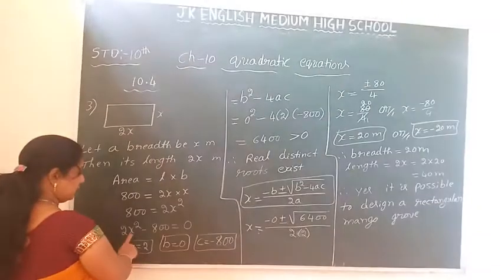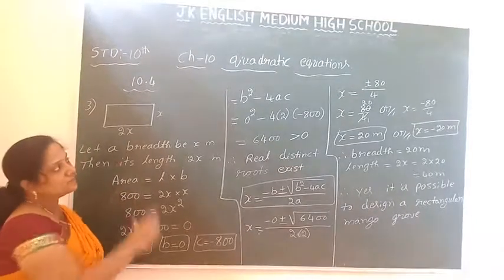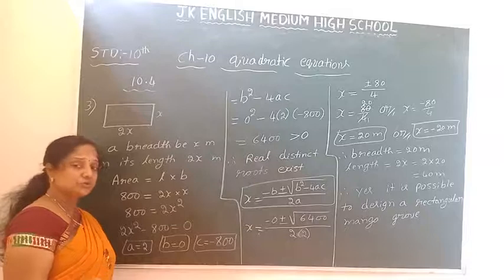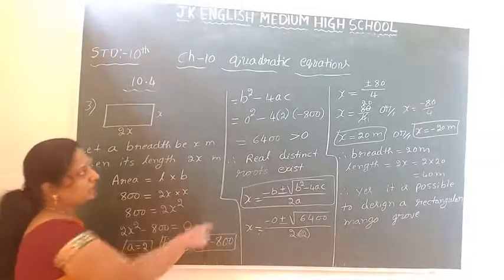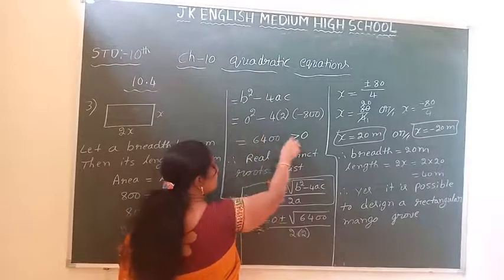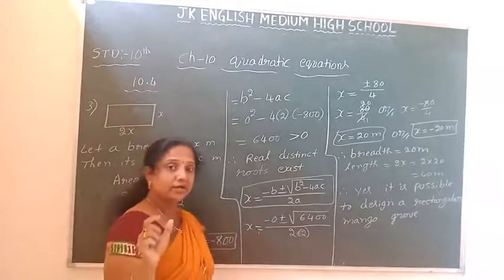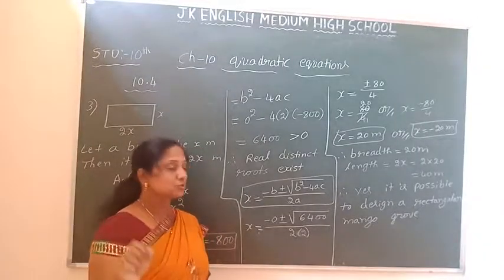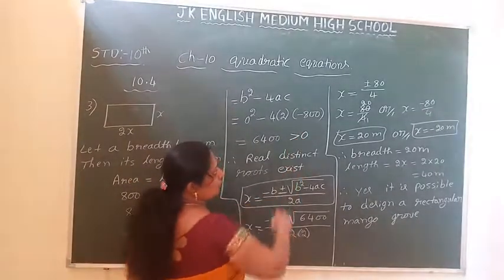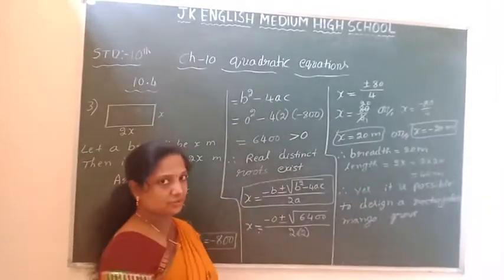I got the values of a, b, c. The b term is not there, so the b value is 0. Then I substitute in the condition b square minus 4ac to find out what type of roots I am going to get. After simplification I got 6400. This is greater than 0, children, so we know we are going to get real distinct roots. By applying the formula, I got the value of x as plus 20 and minus 20. Two real and distinct roots.